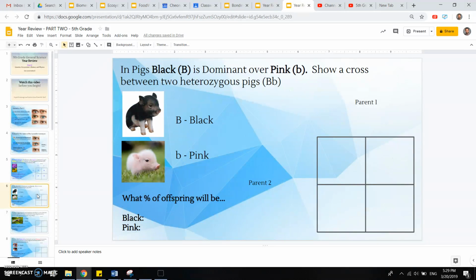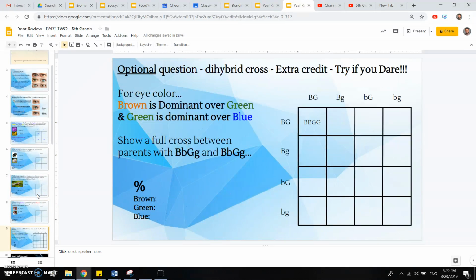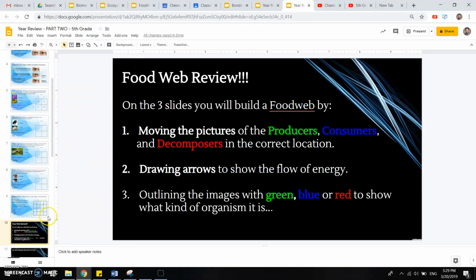You guys are going to do a couple different genetics problems this time, including a really difficult dihybrid cross. Now this one is optional, so you don't have to do it. But some of you did a great job on this last time. And without looking back, without cheating, I want you to see if you can do it this time. Okay? After this, you'll move on to food webs.